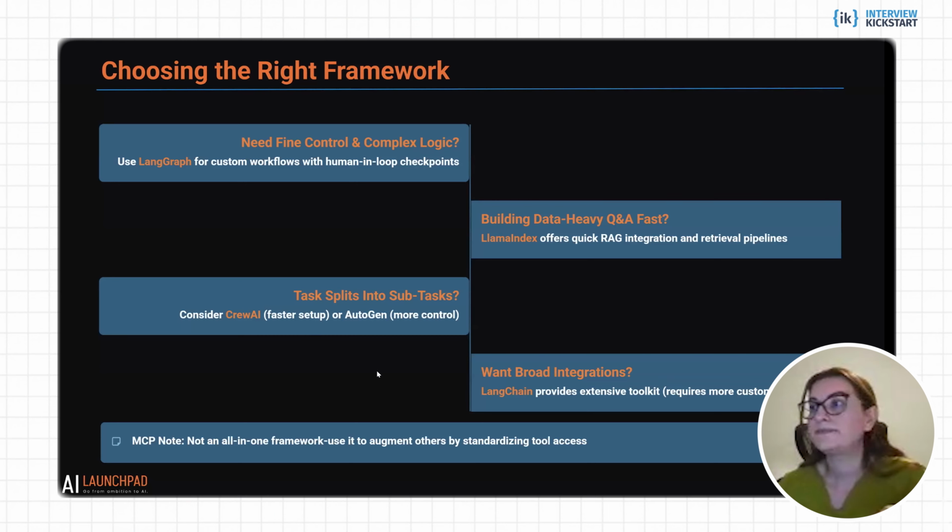And finally, just a quick MCP note. It's a standardization layer that ensures all of your tools and models can communicate consistently across the frameworks, and it's what allows you to plug the same tool into LangGraph and AutoGen without rewriting the glue code. So that is the connector of everything here.